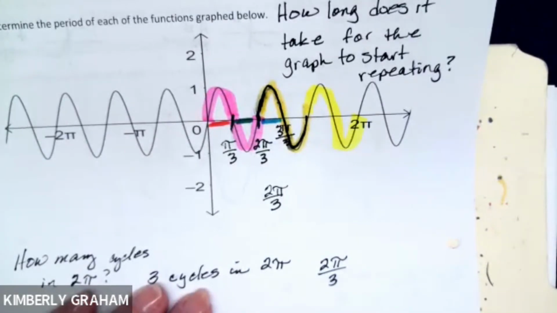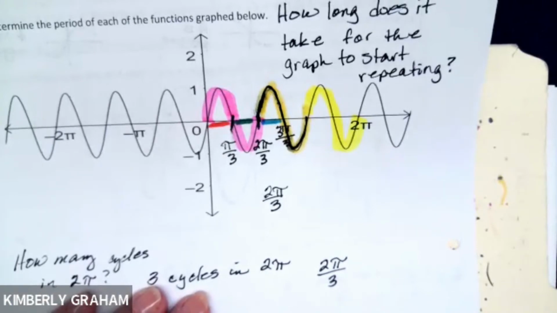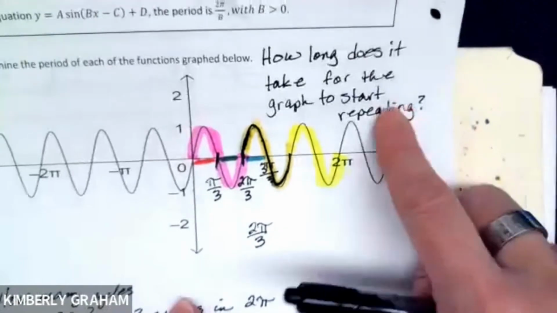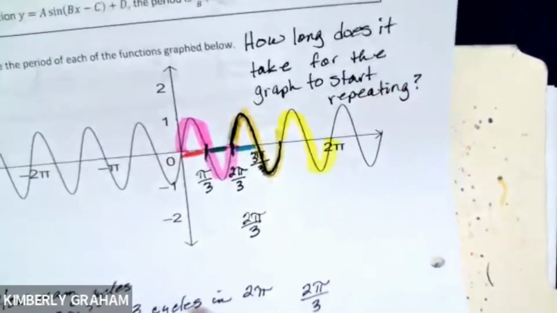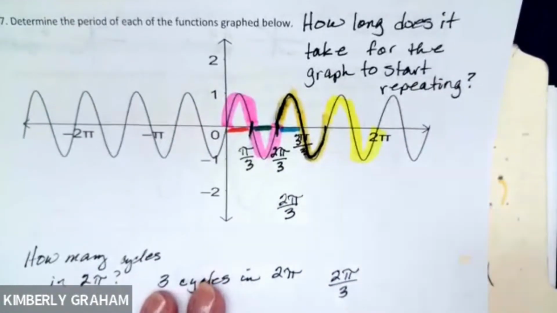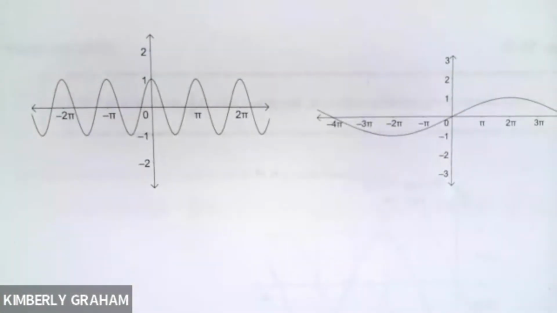So there's 2 different ways that you could get that answer for the period. My suggestion to you is to use this first method. How long does it take for the graph to start repeating? And that's what we're going to do over here on these next 2 problems, is to figure out maybe a little bit better way other than just drawing this in, because it doesn't always work for every problem.